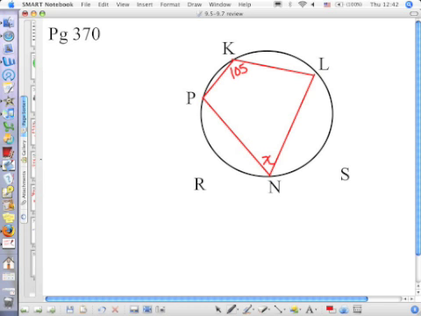So all you have to do is say 180 minus 105 is 75. Now look how clear the picture was without all the extra lines. Okay? Next.